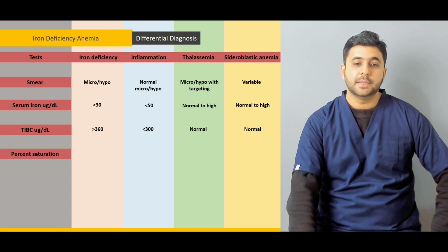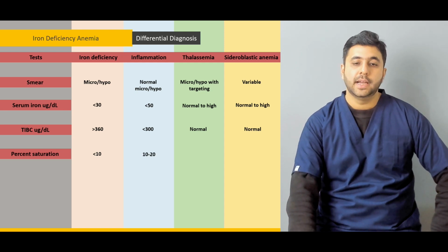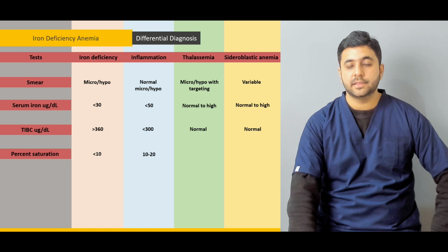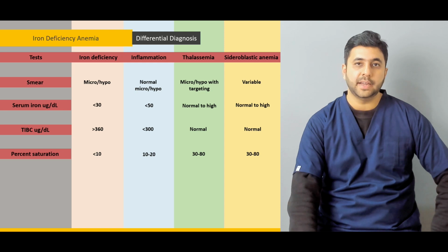The percent saturation in iron deficiency, normally, is around 25 to 50%. It goes to less than 10% in advanced iron deficiency, and it can also be decreased in inflammatory anemia. Whereas in thalassemia, and also in sideroblastic anemia, the percent saturation is perfectly fine. So these are the differentiating points of thalassemia or sideroblastic anemia from the first two diseases, iron deficiency or inflammatory diseases.